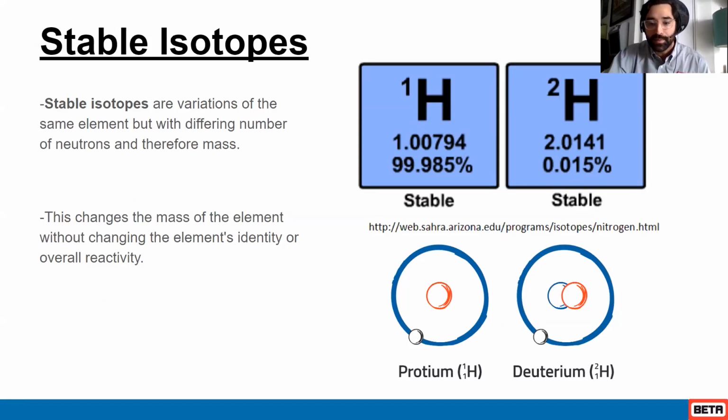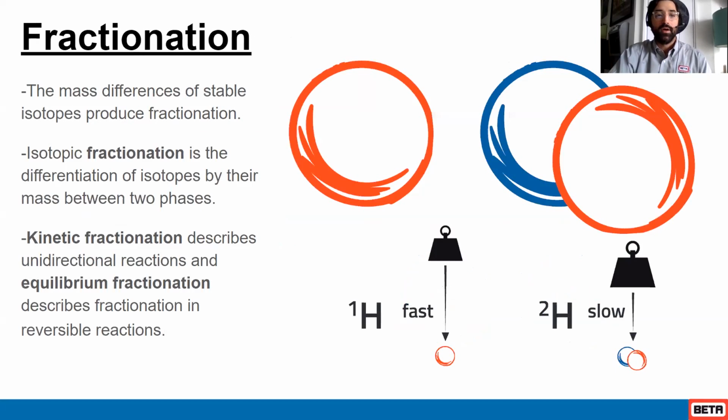I really like this picture at the bottom. I think it represents this pretty easily. You can see that the protium, the 1H, is half the weight of the deuterium, the 2H. So you can see there that you have the same element with slightly different masses. Now, what fractionation represents is the differentiation of these isotopes between two phases. The example that I like to use is a glass of water, and I'll show you in a moment.